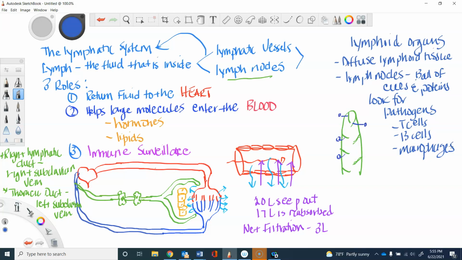All right, so that's the basics of the lymphatic system, and we're going to move on to the immune system, which utilizes things like the lymph nodes in order to have a place to function. Okay? So the next video will start the immune system.